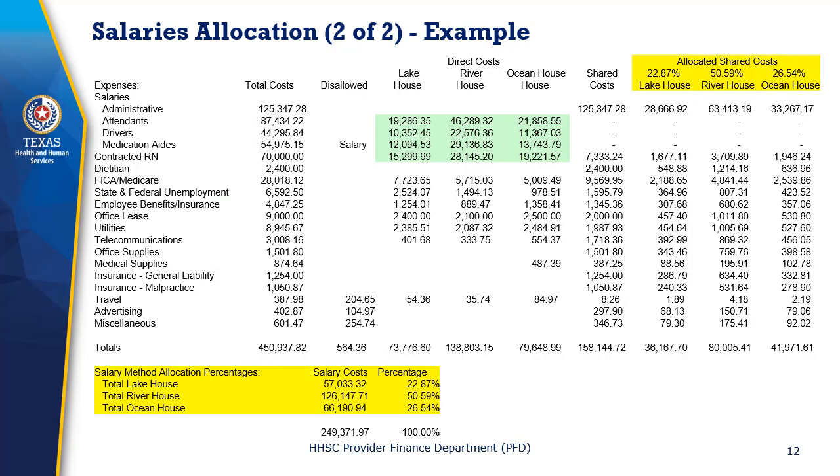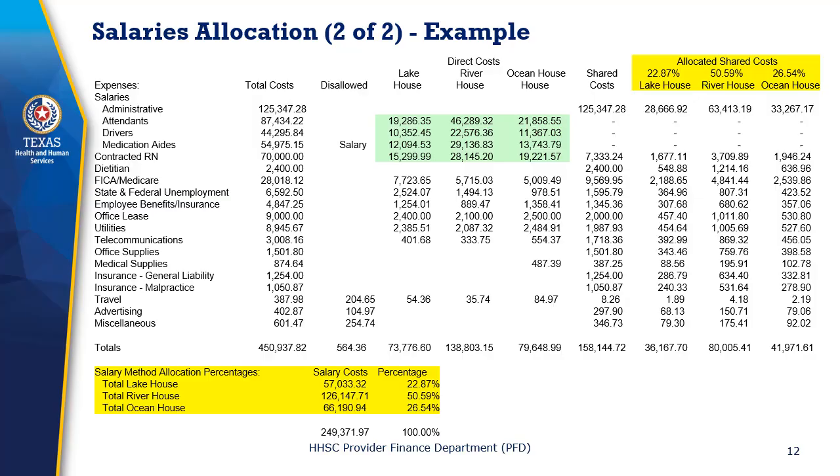To determine the allocated percentage, the total shared salary cost for one facility is divided by the total shared salary cost of the entity. For example, the total salaries for Lake House, $57,033.32, is divided by the sum of salaries for the entity, $249,371.97. The amount is rounded to 2 decimal places, which equals 22.87%.